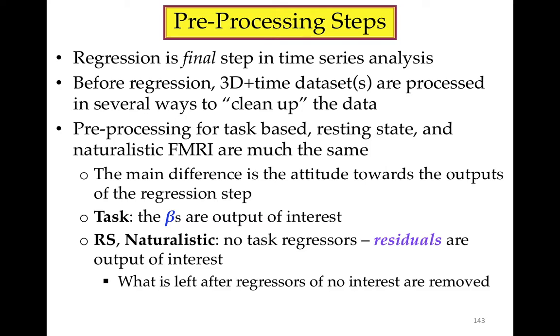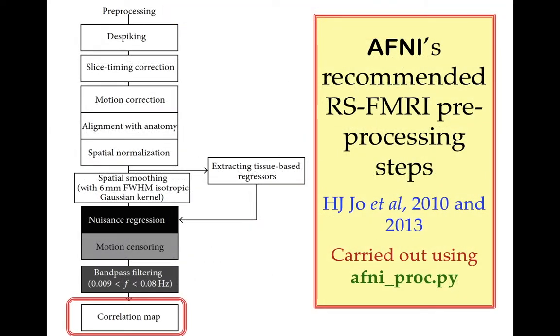In tasks, the betas for the regressors of interest are the things that are of value. They tell you how much there was of the effect in each voxel. Whereas in resting state and naturalistic, we don't have task regressors usually, so the residuals are the output of interest. Because there are no regressors of interest, there are regressors of no interest, which are hopefully there to remove contamination from the data. And so what's left afterwards is data that was hopefully purified in some sense. So this is our recommended resting state pre-processing steps, and really pretty much the same thing applies to all other kinds of experimental paradigms.